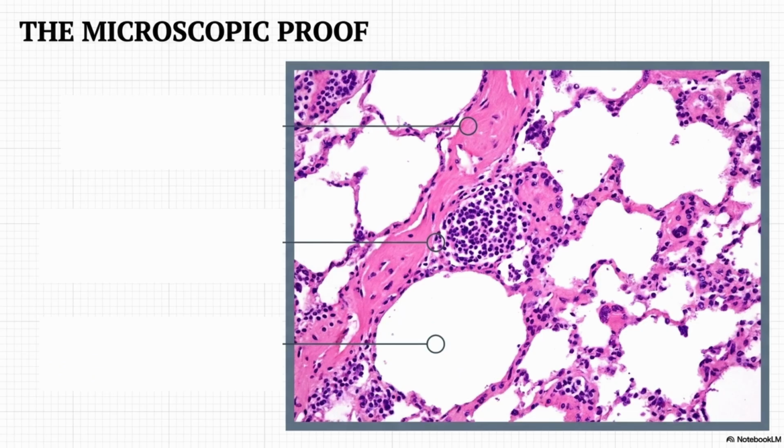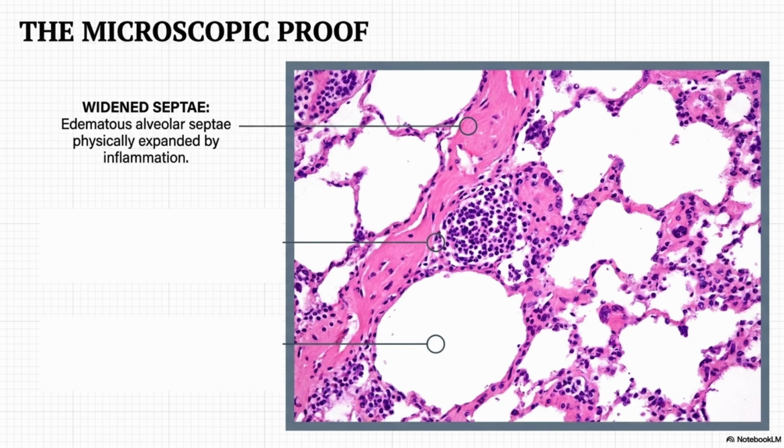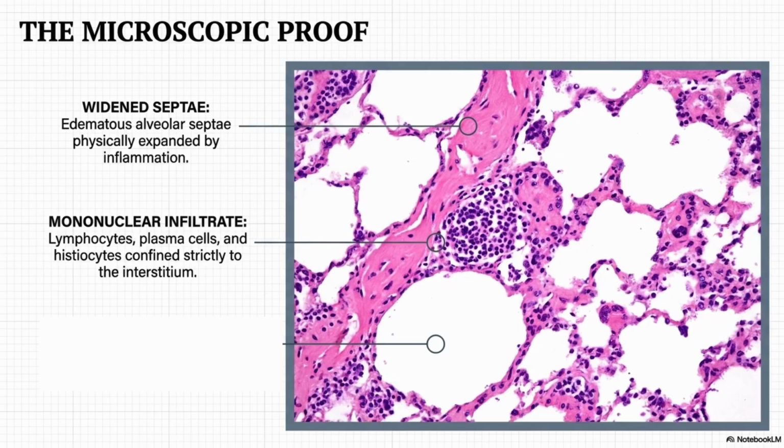Now let's examine the microscopic proof. First, you will see widened septae. These are edematous alveolar septae that are physically expanded by inflammation. Second, you will find a mononuclear infiltrate consisting of lymphocytes, plasma cells, and histiocytes that are confined strictly to the interstitium. Third, you will see empty air spaces, meaning there are absolutely zero intra-alveolar neutrophils.